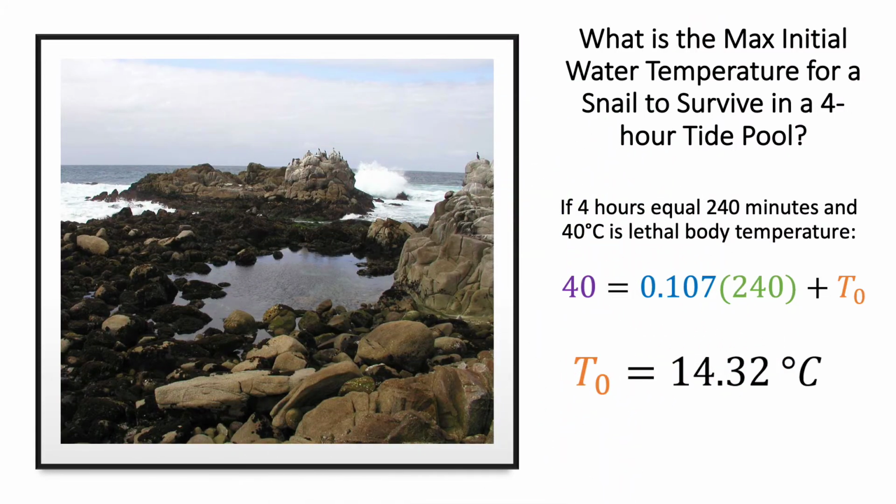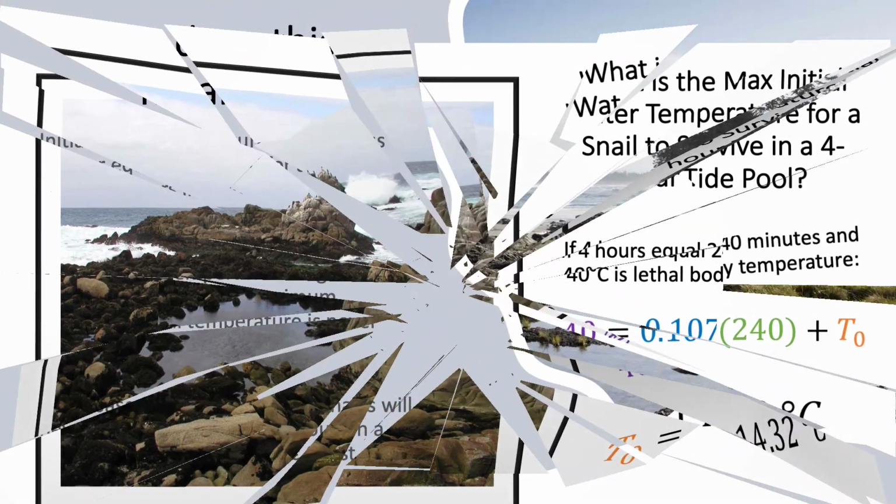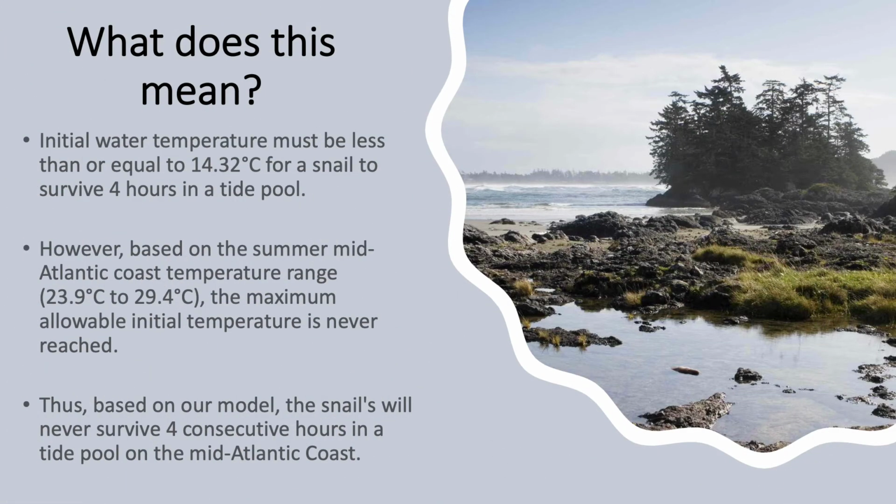Another question we can ask ourselves is, what is the maximum initial water temperature for a snail to survive in a 4-hour tide pool? Based on our model, where 4 hours equals 240 minutes and 40 degrees Celsius is the lethal body temperature, we can conclude that the max initial water temperature can be 14.32 degrees Celsius. This means that the initial water temperature must be less than or equal to 14.32 degrees Celsius for a snail to survive 4 hours in a tide pool.